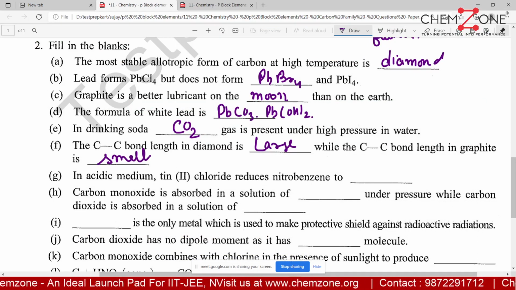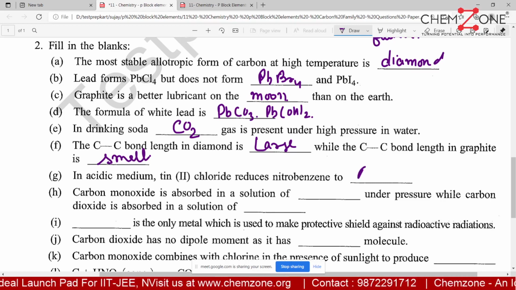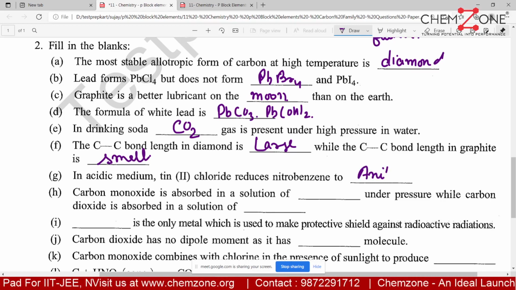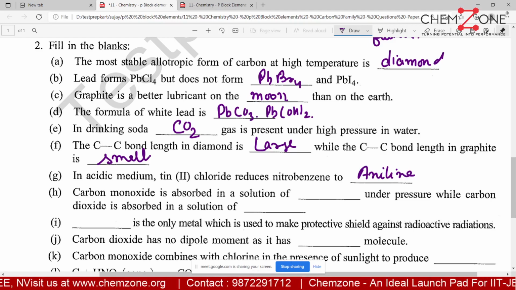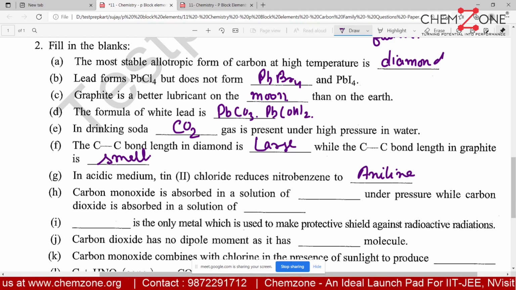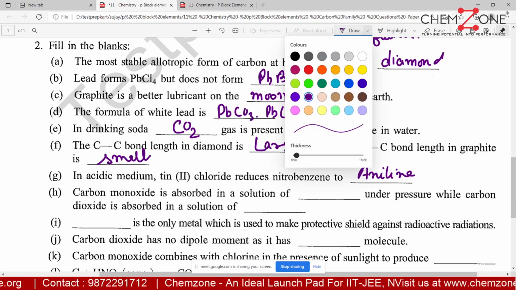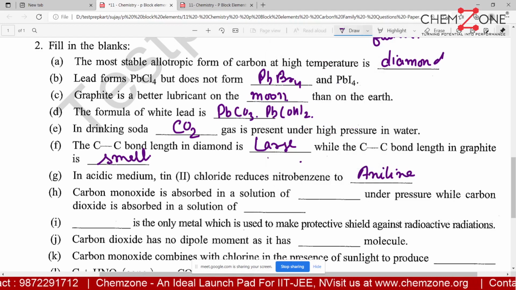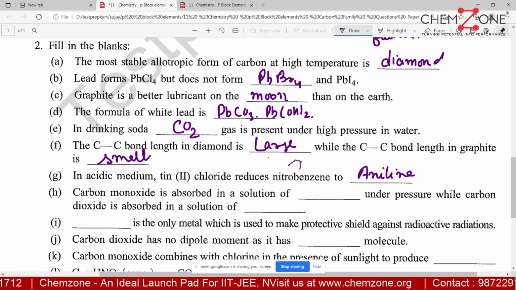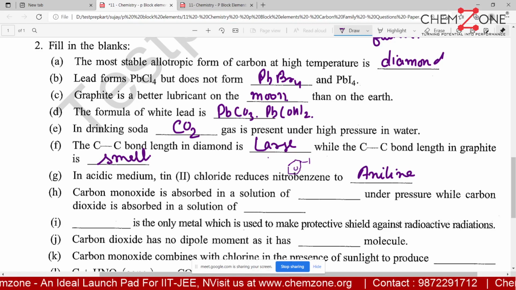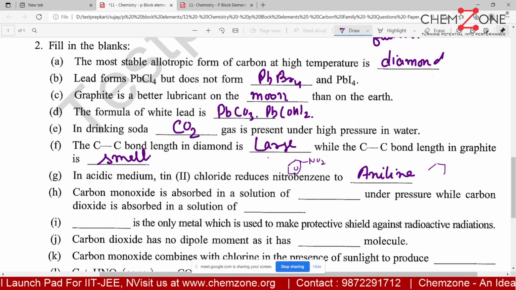Tin chloride reduces nitrobenzene to, remember, aniline. Nitrobenzene is this one. NO2 here, and it gets reduced to NH2.